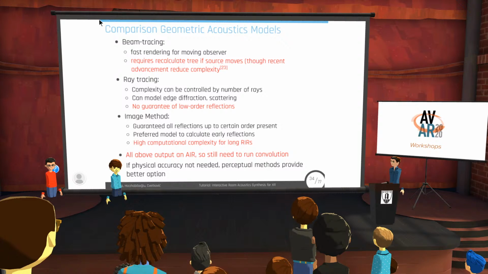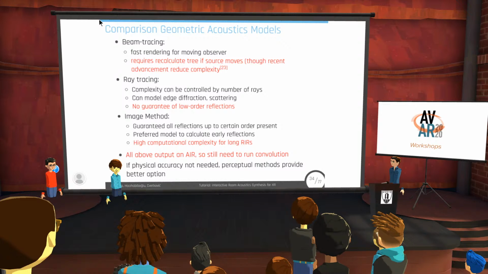However, as the order of reflections increases, or if you remember the lattice that we saw before, if you look into image sources that are further and further away, the computational complexity becomes very high, to the point of being, in some cases, unmanageable in real time.